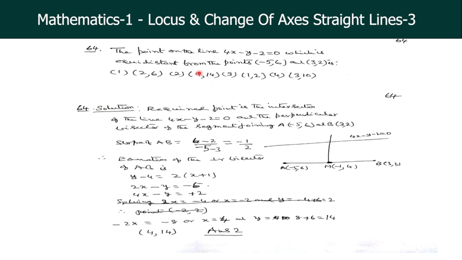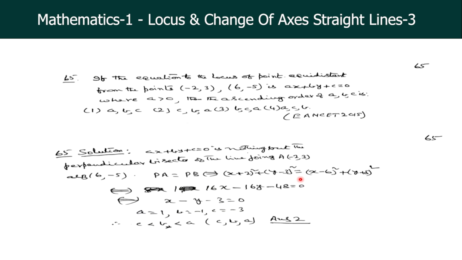And another way is, you can do it like this. The required point is the intersection of the line 4x - y - 2 = 0 and the perpendicular bisector of the segment joining A and B, where A is (-5, 6) and B is (3, 2). See the figure. Because the required point is equidistant from A and B, it must lie on the perpendicular bisector of the segment joining A and B. So if you use that, then also you can get the same answer, (4, 14).